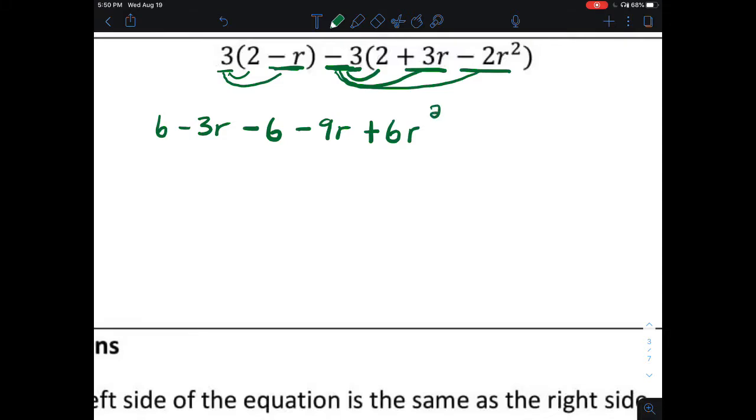Now we're ready to look to combine like terms. Well, scanning the whole problem, I see an r to the second power, and that's the only one I see like that. So there's nothing to combine the 6r squared with, so I'm going to go ahead and drop it down here in this line. There's nothing to put it together with to have r squared.